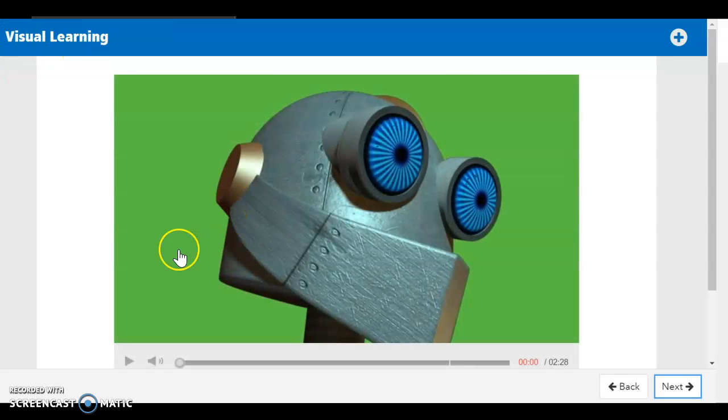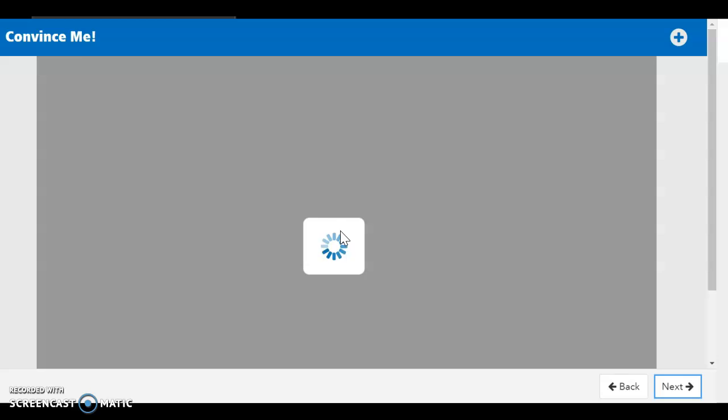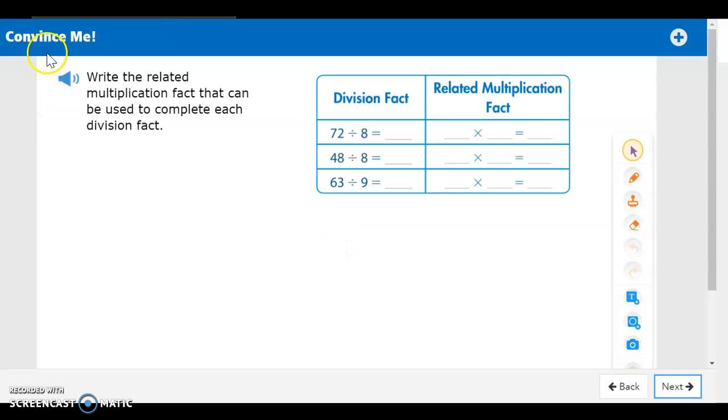The visual learning. You will listen to these videos on your own. And then during the convince me part, once again, if you want it read out loud, go ahead and listen to it. And then when everyone's ready, you'll share out this table. If the division fact is 72 divided by 8, I could think to myself, 8 times what gets me to 72? I'd have to do some math.